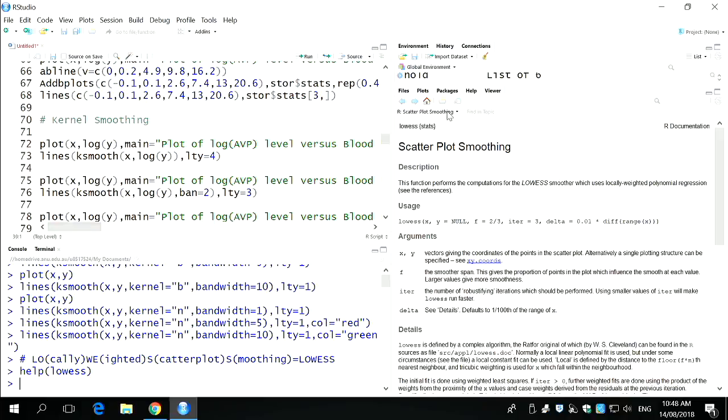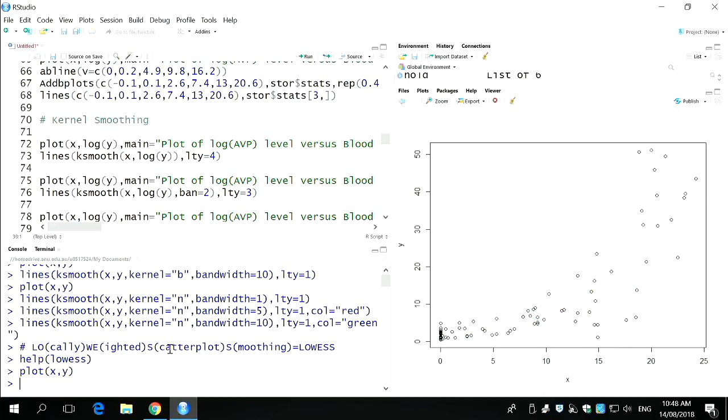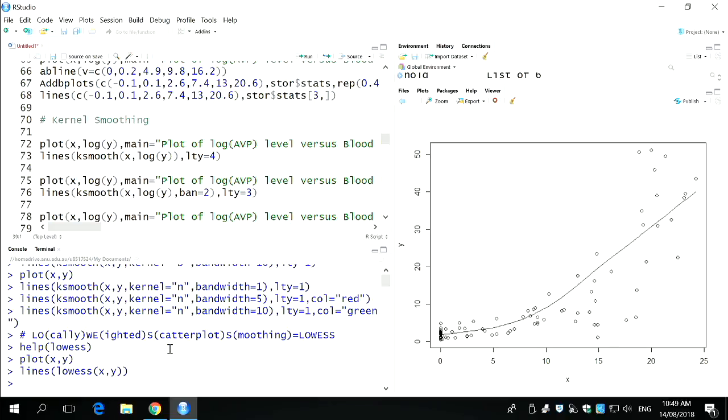So let's run it and see. We start with plot(x, y) again. There's my original data. Okay, lines(lowess(x, y)). I'm going to use the default, f = 2/3. Okay, so the syntax is really simple. There's the curve.